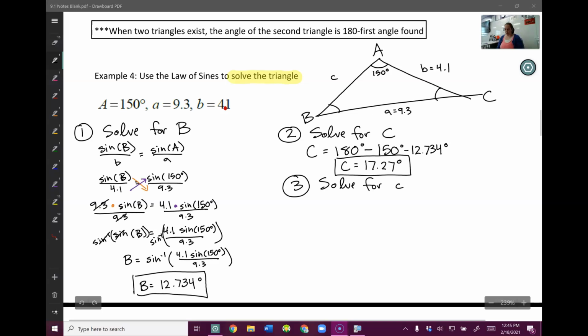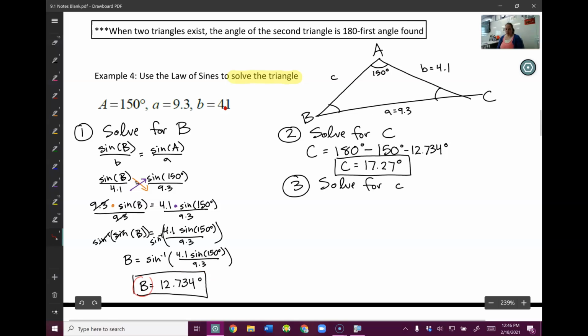Let's see how you're doing so far. So this is what I'm solving for. This is what I know. Plug everything in and I cross multiply. This is one where we have a capital letter on the inside. So I have to divide by my number, and then do inverse sine to get B by itself. So I have that, which I just then type into my calculator, and you should get that.